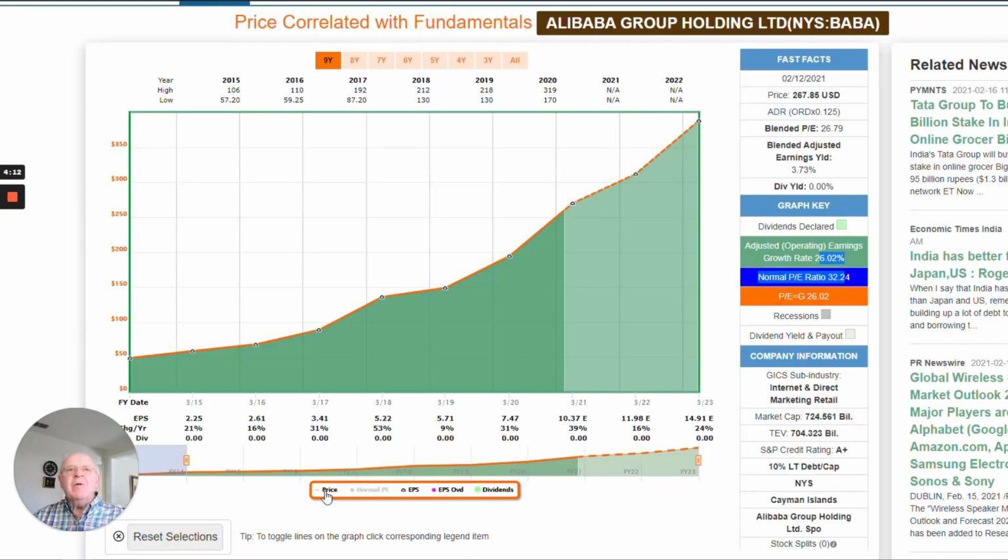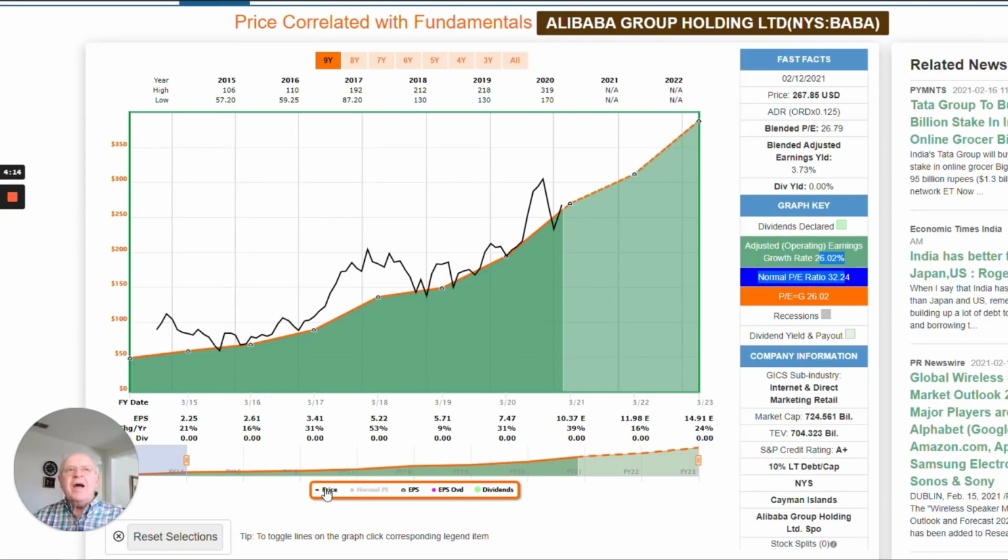So let's now add monthly closing stock prices to the graph. And what you see here is that the stock price generally goes where the company's earnings go. Now, the company went public back in the beginning of 2014, and like it usually is the case, it gives me a chance to talk about this a little bit.